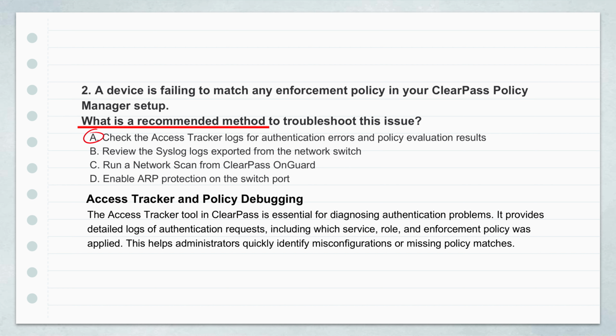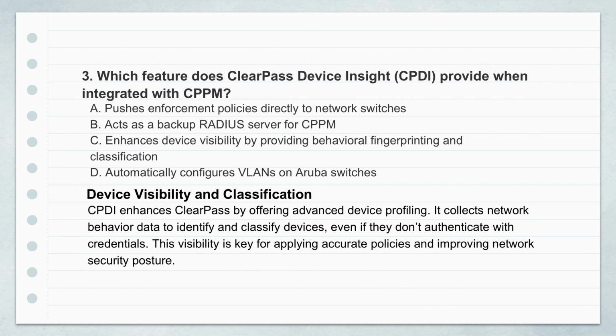So for policy matching problems, Access Tracker is really the command center. It shows you ClearPass's reasoning. Precisely. It's the log file specifically designed for exactly this kind of troubleshooting. Your first stop, always. Okay, let's switch gears slightly.